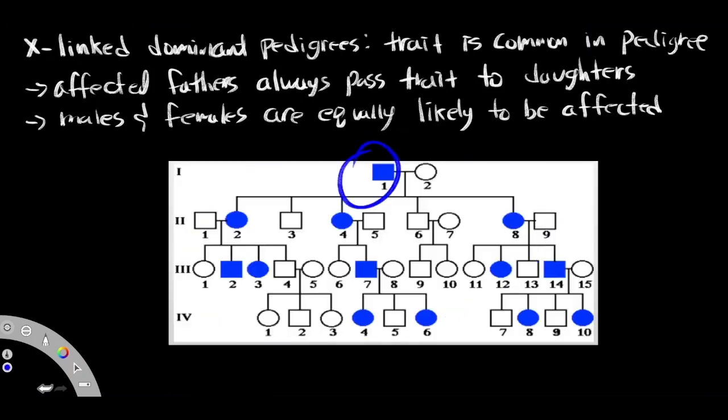As you can see, all affected fathers have affected daughters. Here too, affected daughters. Here too, the father, affected daughters. And all affected fathers have no affected sons. Son here, son here, son here, son here, son here, not affected. Son here, not affected. Son here and son here, not affected.